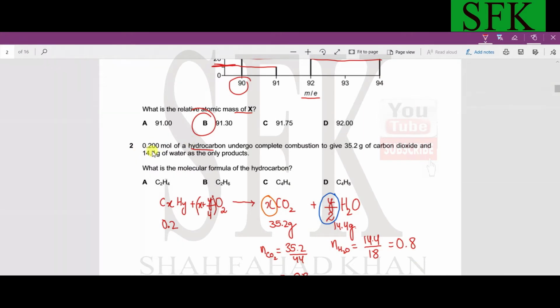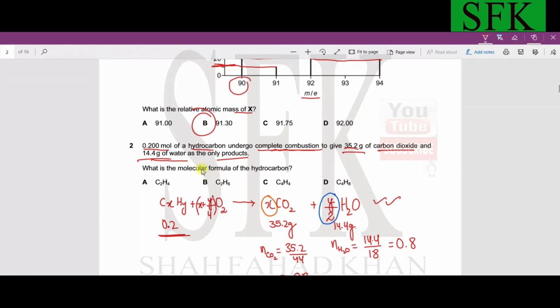This is moles, a very good question. 0.2 moles of a hydrocarbon undergoes complete combustion to give 35.2 grams of carbon dioxide and 14.4 grams of water as the only products. As you know from your theory, complete combustion yields only two products, carbon dioxide and water. This is the general equation that you can use for any hydrocarbon's complete combustion. I would really suggest that you learn this equation because it is very helpful in such calculations. Now, it's given that 0.2 moles of a hydrocarbon are used and 35.2 grams of carbon dioxide and 14.4 grams of water are produced.